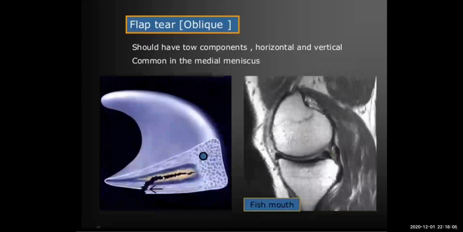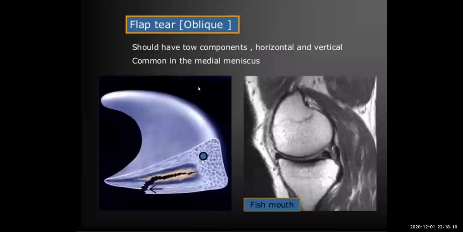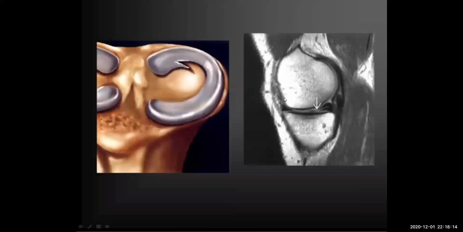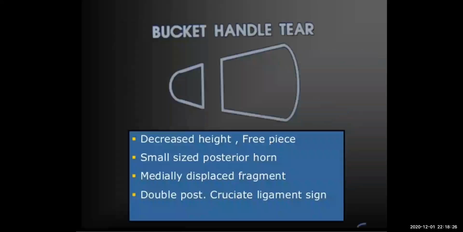Okay, this is the fish mouth that I've shown you before. This is a radial tear. This is just a description of the different types of tear. And this is how the bucket handle starts as type 2, then it starts to increase till it reaches here and there, and then it gets separated till it has locking inside. So how does it look on the MRI?